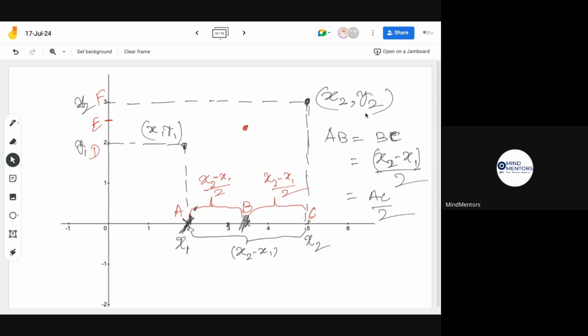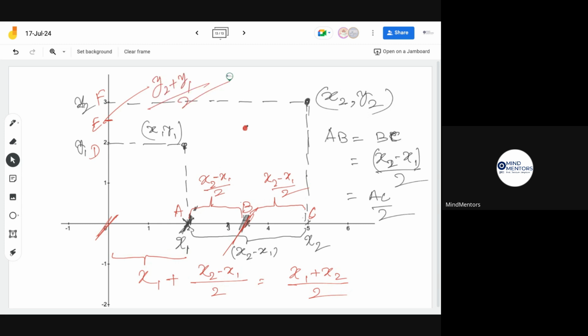Yeah. Ansh? Yeah. And because that is the distance, the coordinate to point B will be the distance from origin. And therefore, the distance from origin is x1, which is this, plus (x2 minus x1) by 2. Now, if you simplify this, you will get (x1 plus x2) by 2. That's the coordinate of B. Similarly, coordinate of E will be (y2 plus y1) by 2. And therefore, the midpoint formula is (x1 plus x2) by 2, (y1 plus y2) by 2.